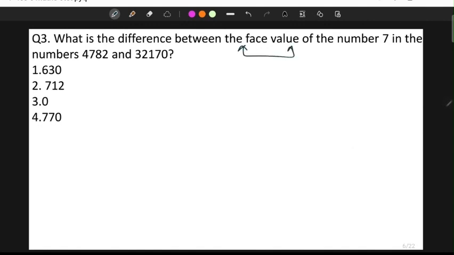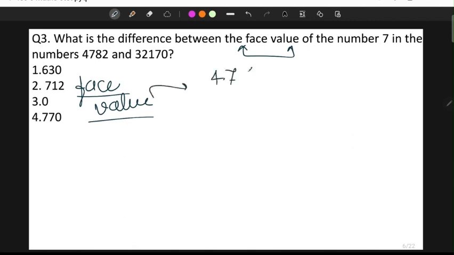We know the face value is the number itself. We have already solved ample questions based upon face value, place value, local value and all. Here the number is 4782. Whatever the number is doesn't matter here, because we are talking just about the face value, and the face value is nothing but the number itself.